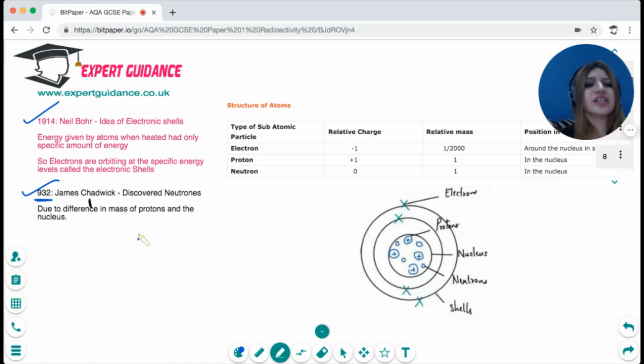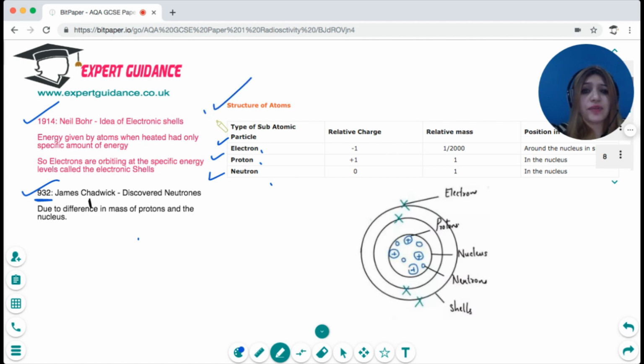So he found that there's a third element called neutron, which is present inside the nucleus, which has no charge. So the electric balance is maintained, but it accounts for the difference in mass of the atom. So they had mass but no charge. Therefore, we came up with the three subatomic particles: the electrons, protons, and neutrons.